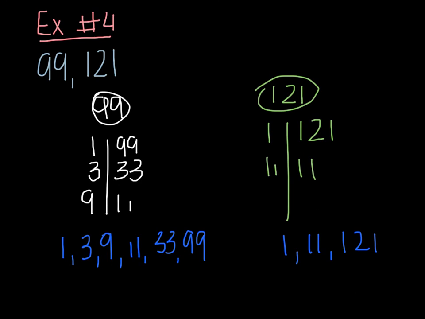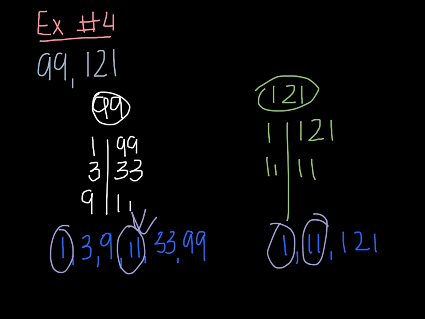So let's circle the ones that they have in common, which would be 1 and 11. And 11 is the greatest of those numbers that we circled. So 11 is the greatest common factor.